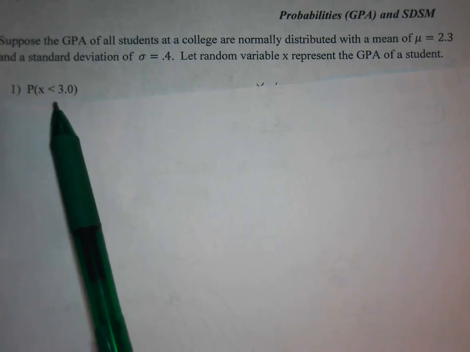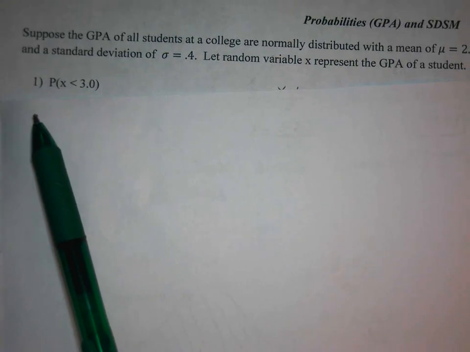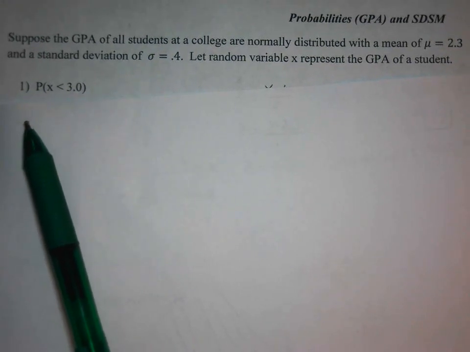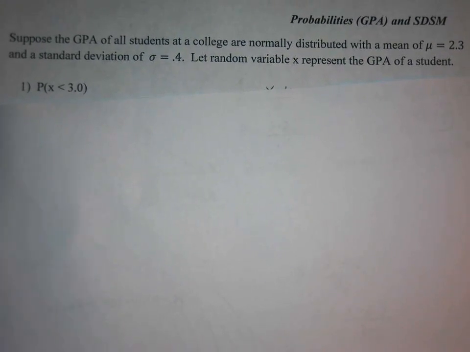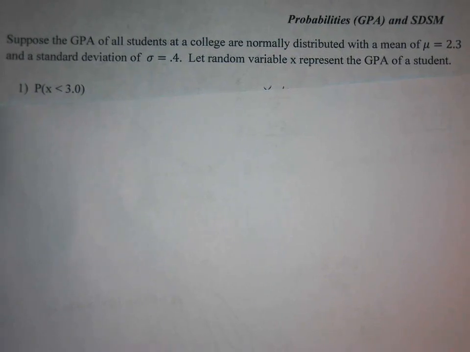Okay, now this is something that we've actually already done in a previous lesson. So if you need to go back and review normal probabilities, go back to the normal curve and normal distributions and look at the probability videos. This is how you do it. I'm going to go through this rather quickly.